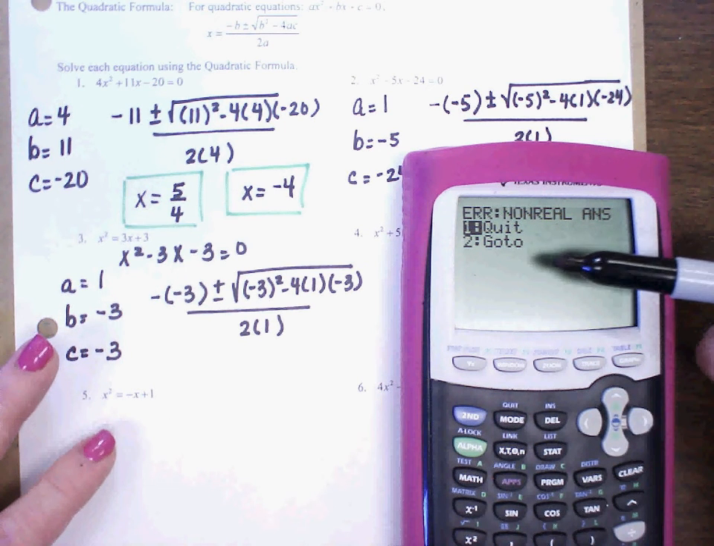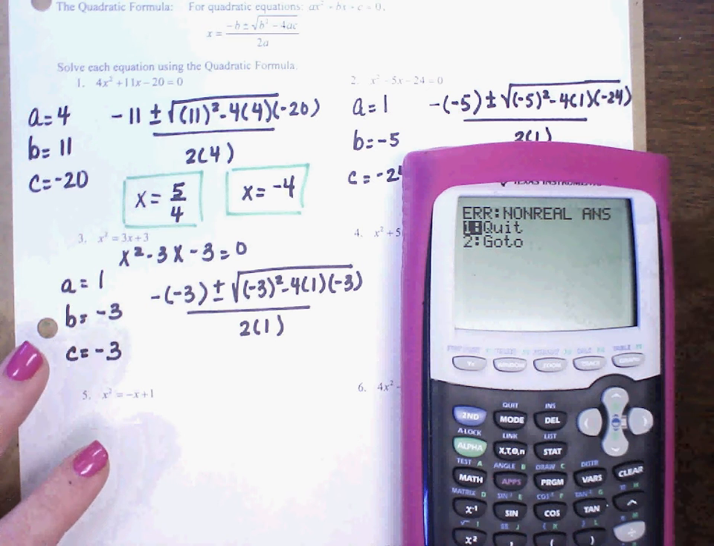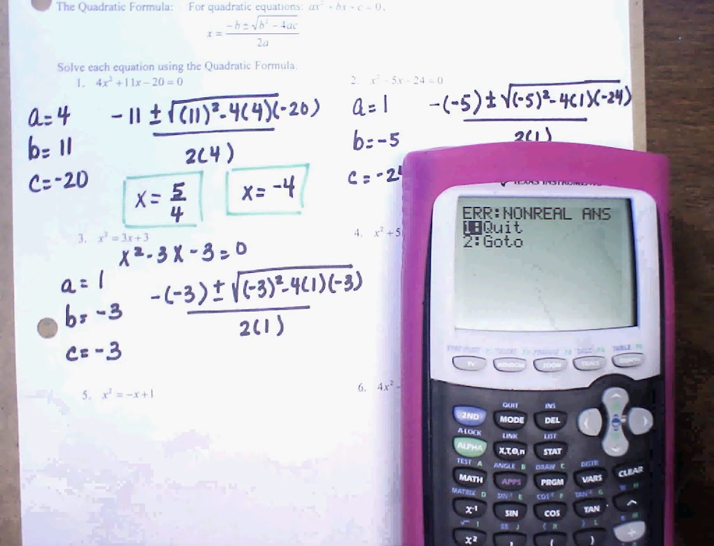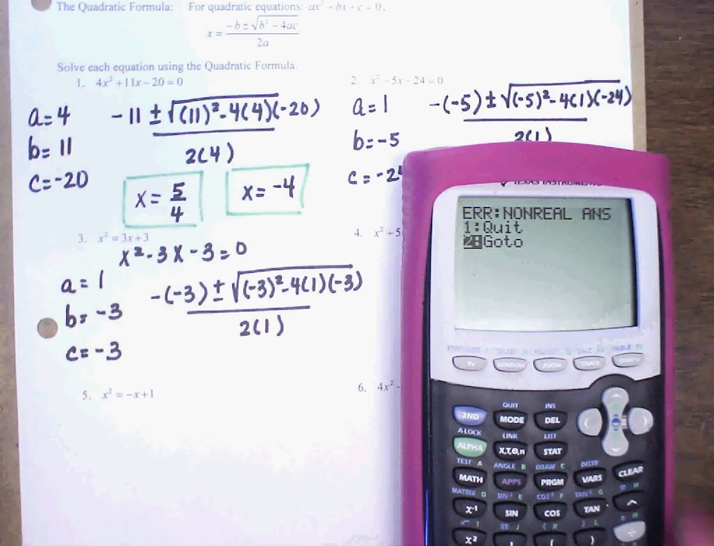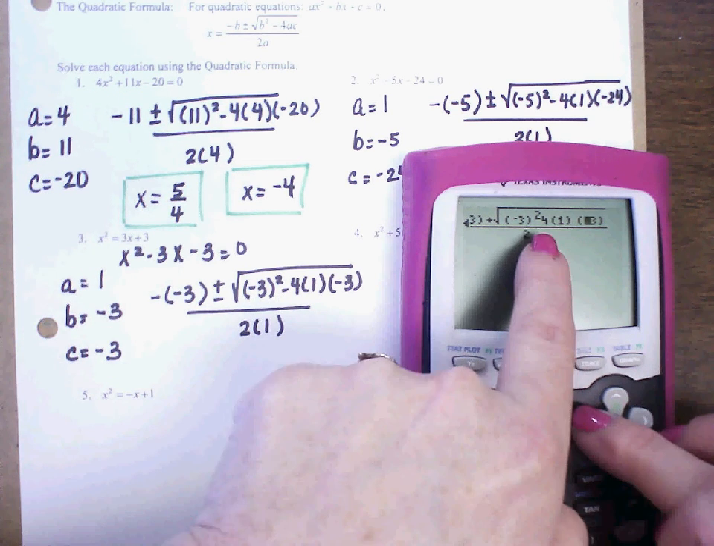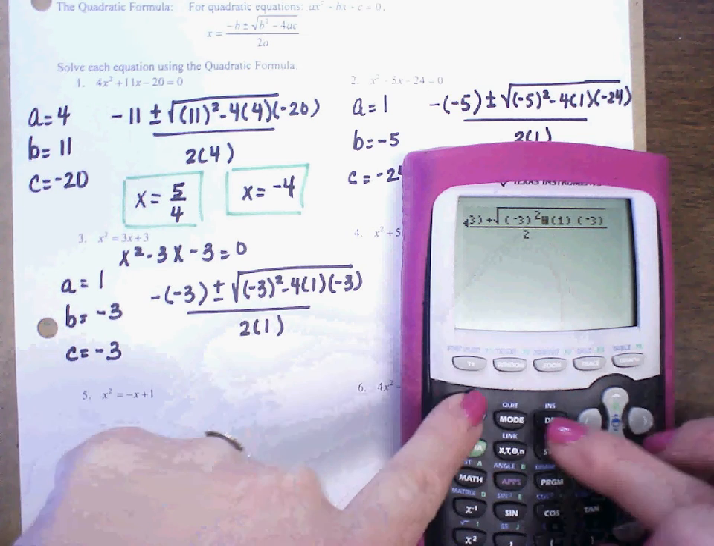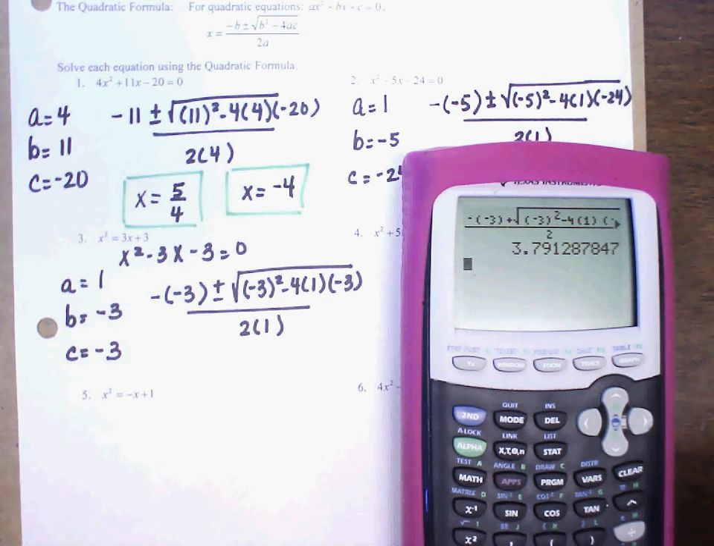Uh-oh. See, look. I did something wrong, because it's telling me that it's a non-real answer. So I'm doing something wrong over here. That means I plugged in something that I shouldn't have. So I'm going to go back and figure out what I did. Oh, look. I didn't put the minus in front of the 4. All right. So you get a decimal, right?